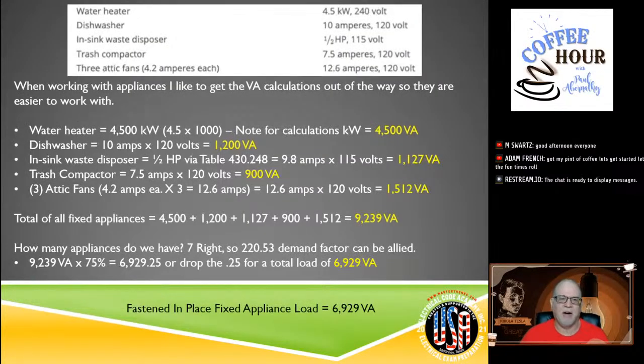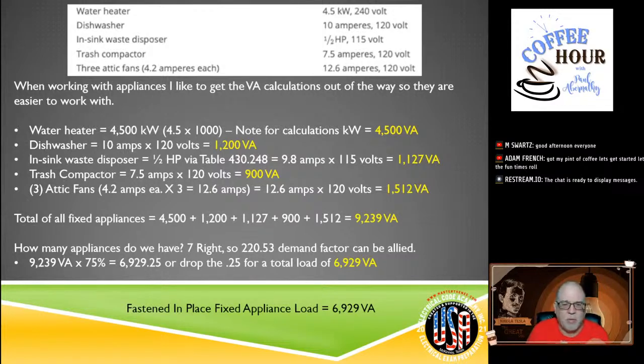So here's what we had in our example. We had a dishwasher. We had a water heater. We had a waste disposal. We had the trash compactor. Do they even make those anymore? I guess they do. And we have three attic fans that we're going to consider in this, okay? Now, when working with appliances, I like to get the VA. We've already done that, but again, a rehash of what we did earlier. How do we do that for the water heater? Well, we know 4,500 watts equates to 4,500 VA, so we got that one.